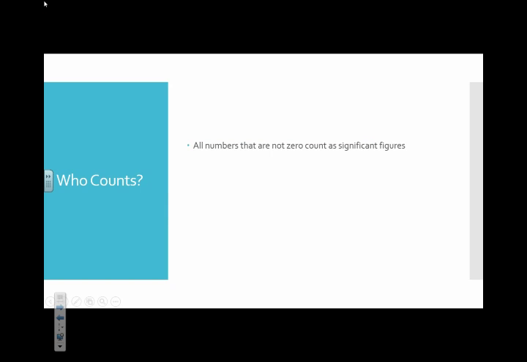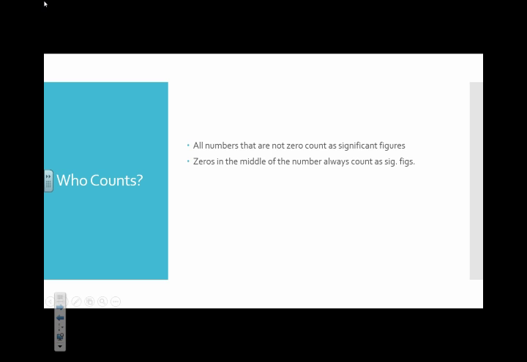The question that we are faced with when given a measurement is which digits count as significant figures. All numbers that are not zero count as significant figures. The issue becomes to decide what to do with those zeros. Zeros in the middle of a number always count as significant figures.